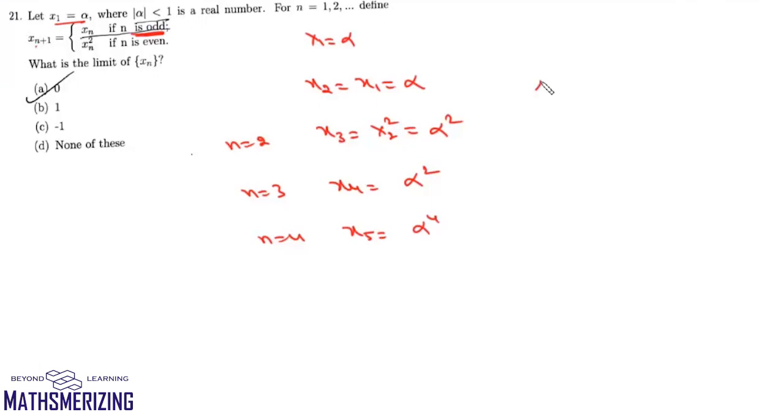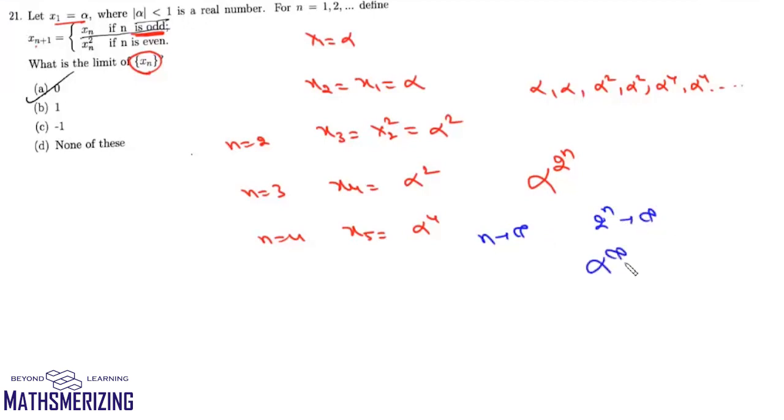So we'll get this series as alpha, alpha, alpha square, alpha square, alpha to the power 4, alpha to the power 4. So at some value, it will be alpha to the power 2 to the power n. And we know that when n tends to infinity, 2 to the power n tends to infinity. Alpha to the power infinity, when mod of alpha is less than 1, approaches 0. So the limit of the sequence approaches 0, and that's your option number A.